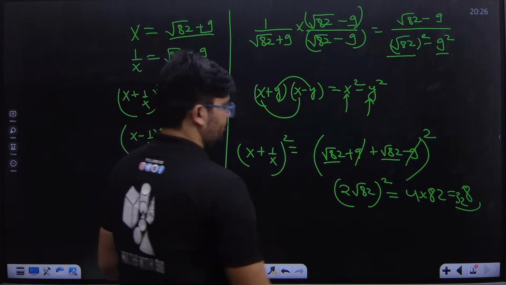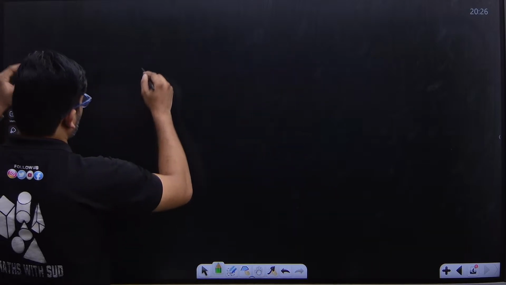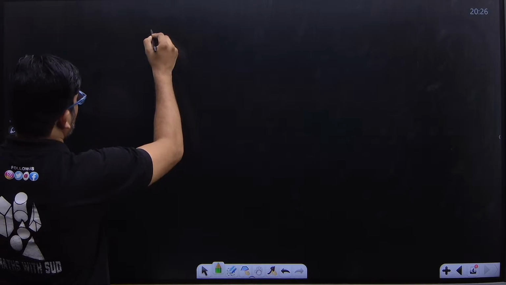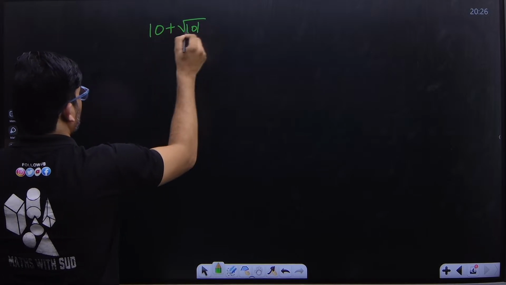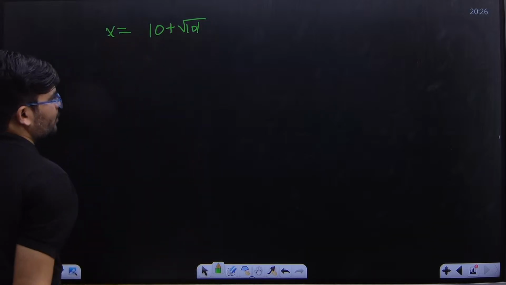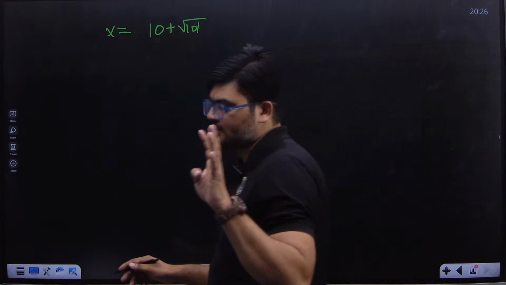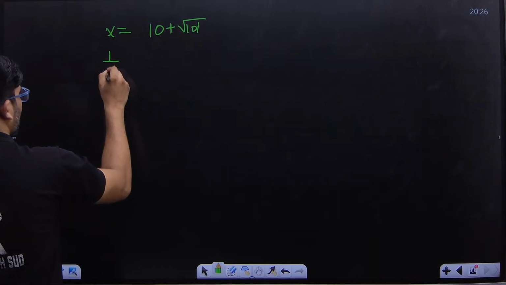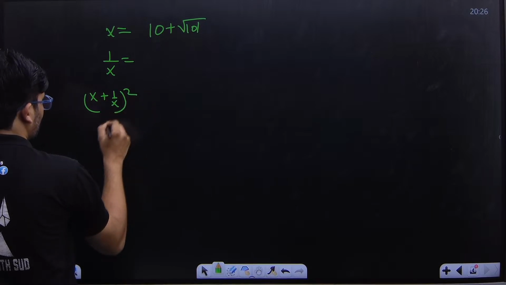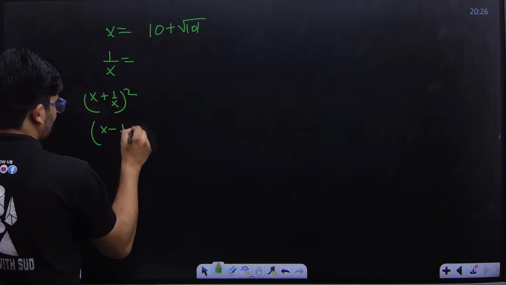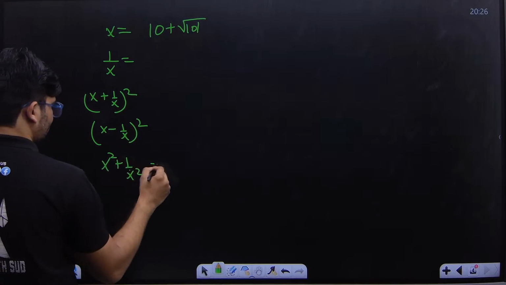Understood every part? Yes, sir. Now next question for you. X is equal to 10 plus under root 101. I want you to find out 4 things. The first thing is 1 upon x. Then if you find that, please find x plus 1 upon x whole square. If you find that, find x minus 1 upon x whole square. If you find that as well, please find this.